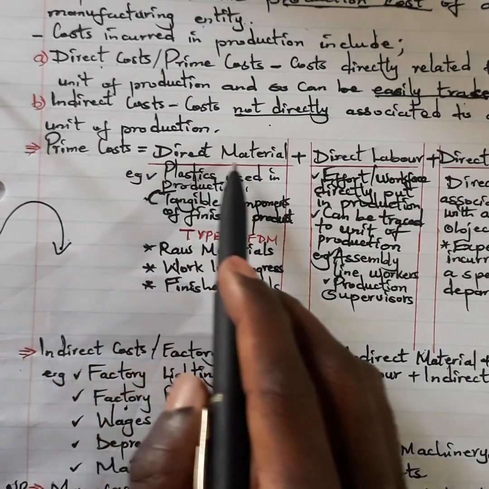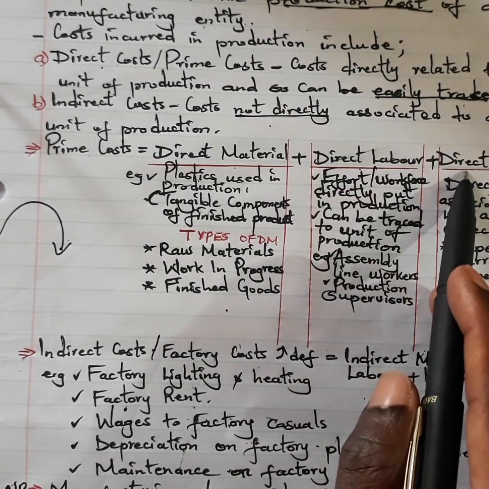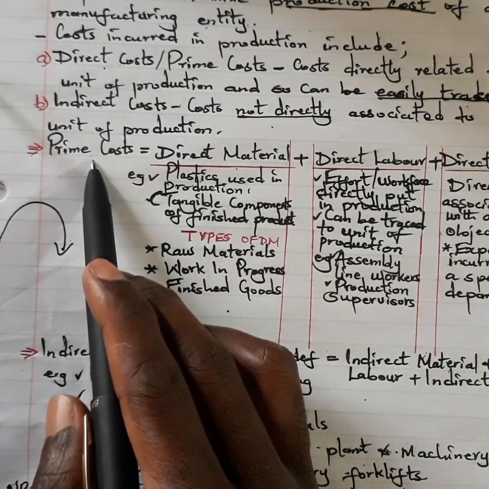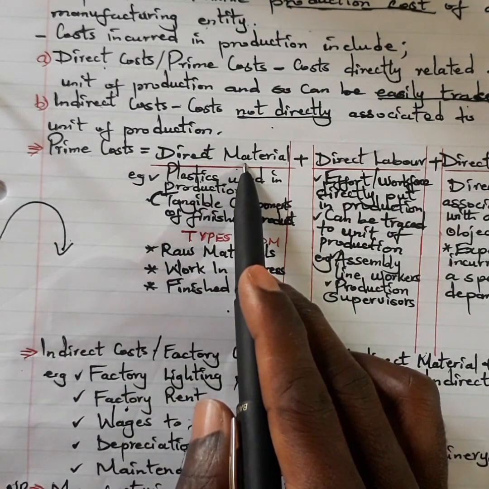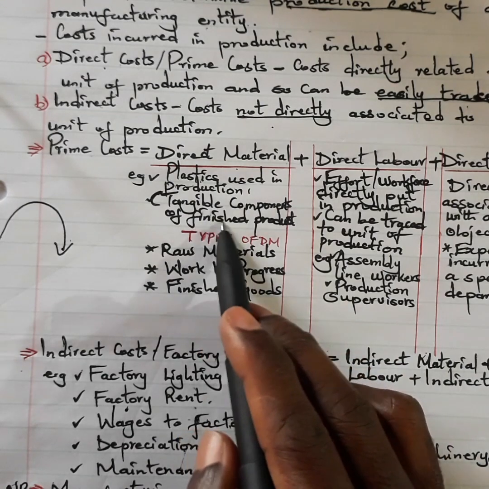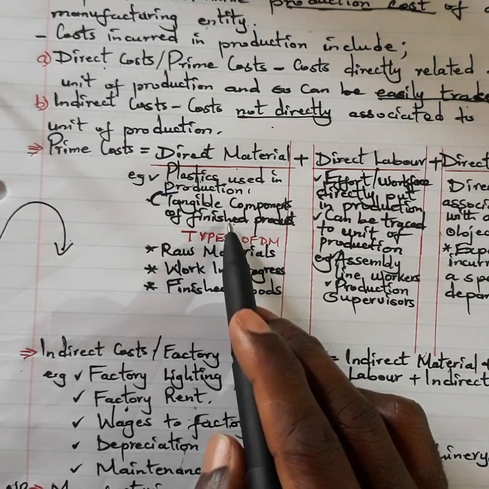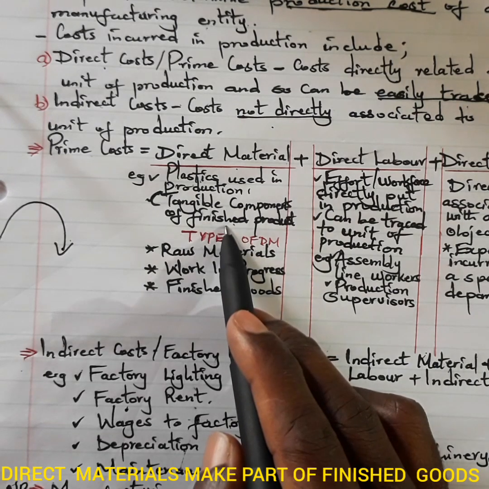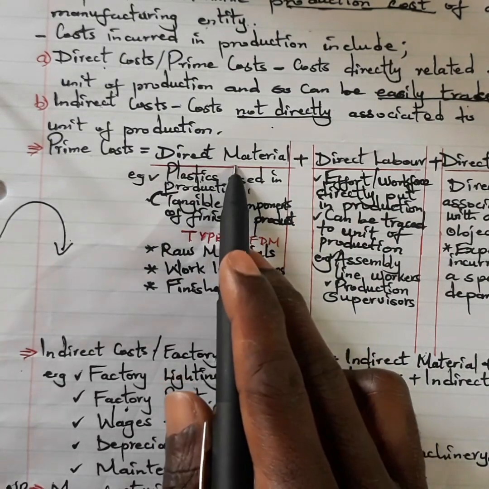Then let's now talk about prime cost. Examples here: direct materials added to direct labor added to direct expense will give us what is known as prime cost. Now, when you talk about direct materials, we are referring to the tangible components of the finished product. Remember, when you have a product at the end of the production, we can easily determine which components make it up, and those are direct materials. Also, we have indirect materials for that particular scenario.